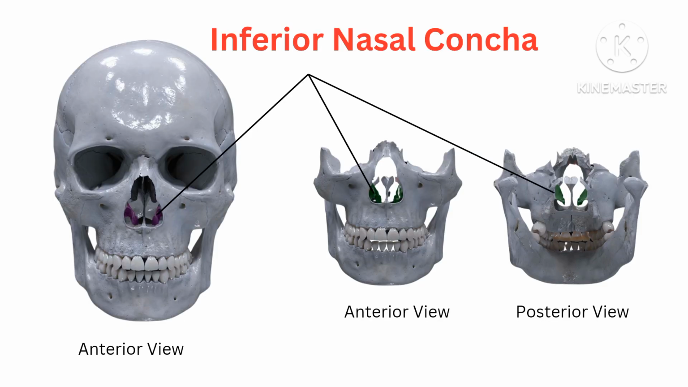Inferior nasal concha. The inferior nasal concha, also called the inferior turbinate, is a paired, scroll-like bone located in the lateral wall of the nasal cavity. It is one of the three nasal conchae, turbinates, along with the middle nasal concha and superior nasal concha, which are part of the ethmoid bone. Unlike the other two conchae, the inferior nasal concha is an independent bone.